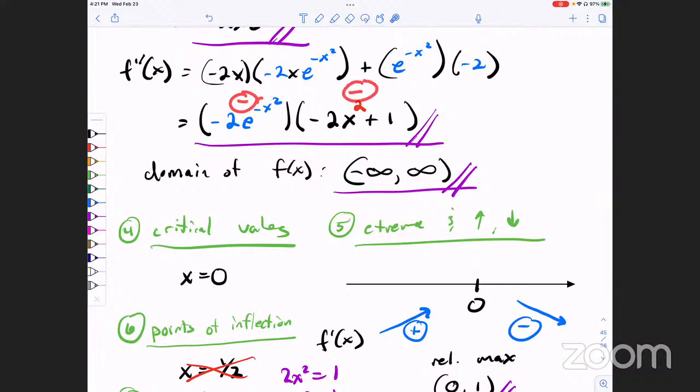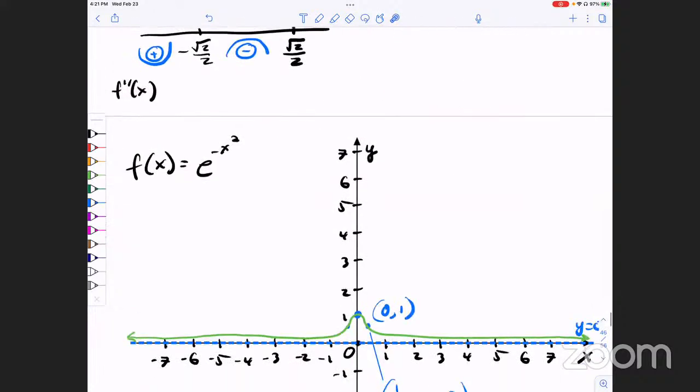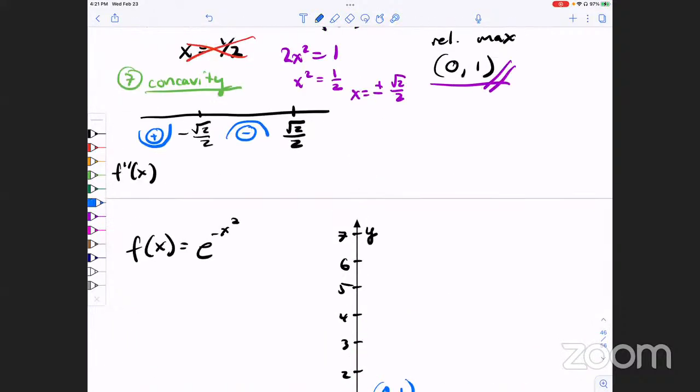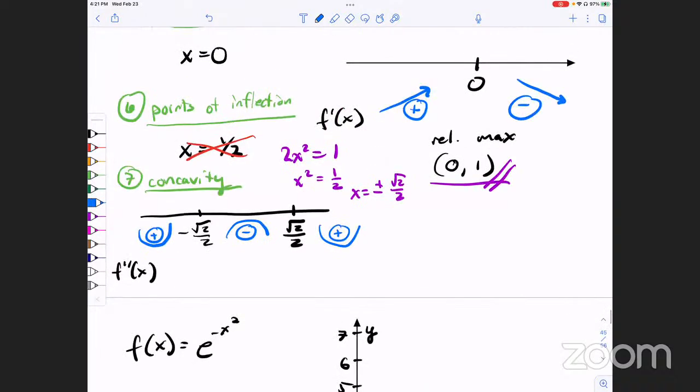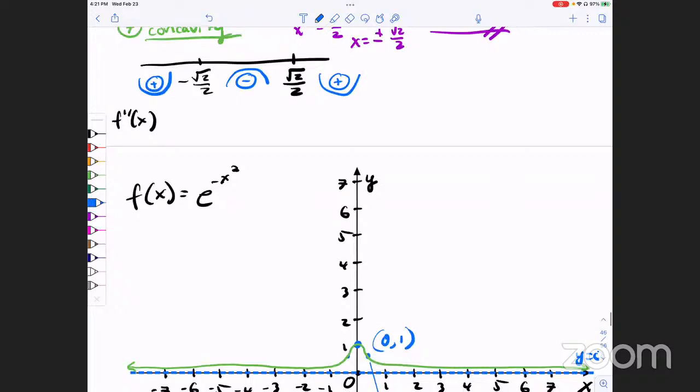2 plus 1 is negative, double negative is positive. So what that means is that over here, it's concave up, okay? So that means we have 2 points of inflection, these x's with the corresponding y. All right, we should plug it in to get the proper thing.